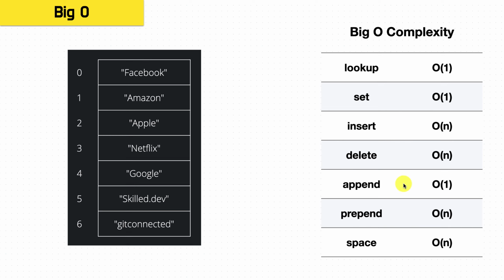However, we can append or push an item to the end of an array in constant time because we don't have to update any indexes. We're just adding one item to the end. However, if we prepended, this would take O of n linear time because we would have to update the index of every item after the one we're adding.